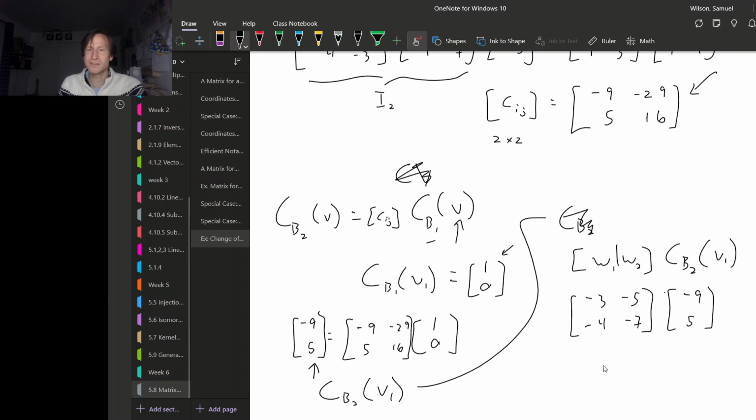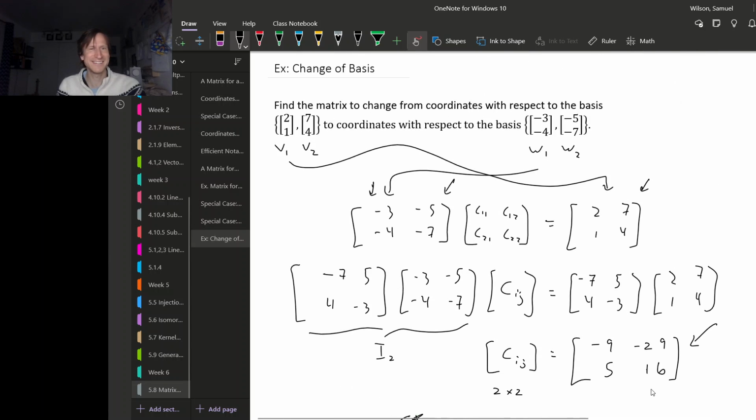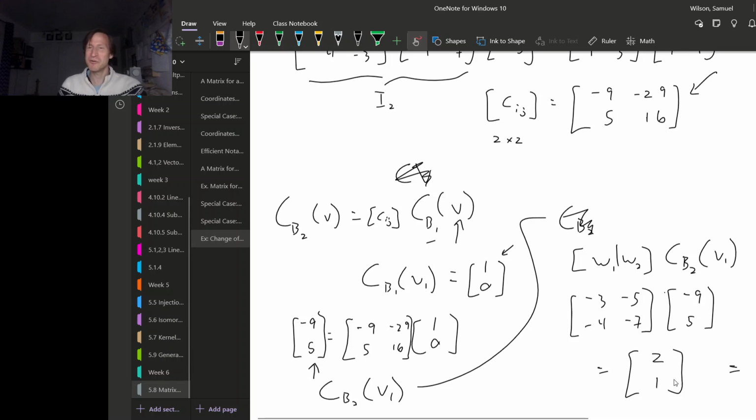Okay, so let's work out this matrix product. So let's see, 27 minus 25 is 2, and then 36 minus 35 is 1. So our original vector v1, I hope it's 2, 1. Is it? It is. Okay, it worked.